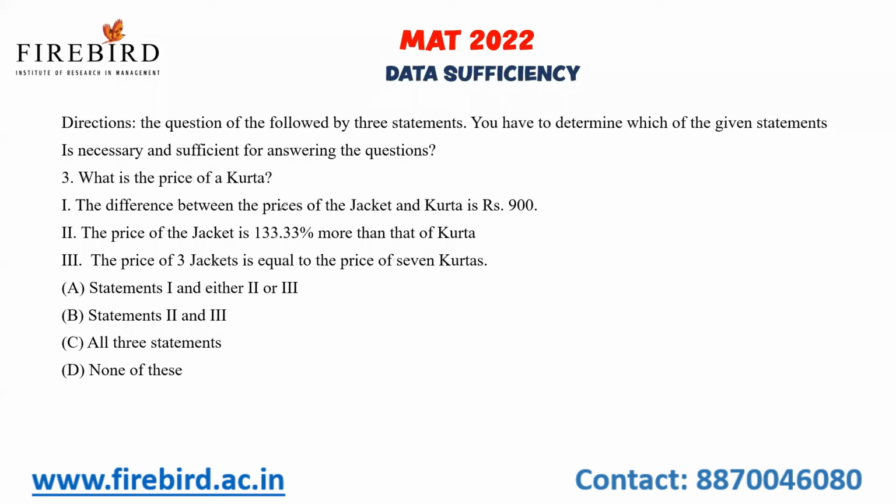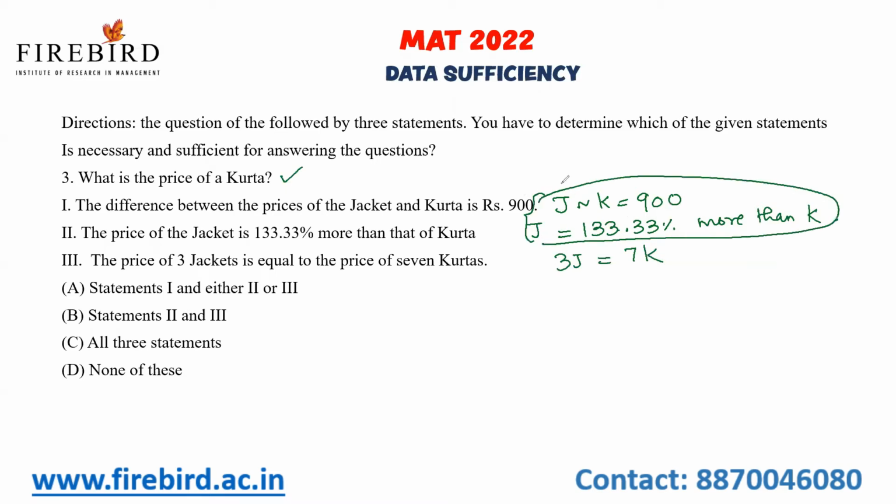Now, what is the price of a kurta? The difference between the prices of jacket and kurta is 900, right? With the first data, I can write the equation. The price of jacket is 133.33% more than kurta. The price of 3 jackets is equal to 7 kurtas. See, with the first two equations, there are two unknowns, J and K. If you have two equations and two unknowns, you can easily determine the two values.